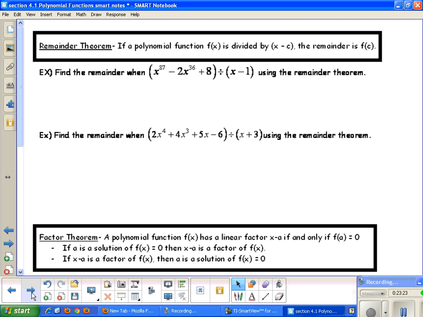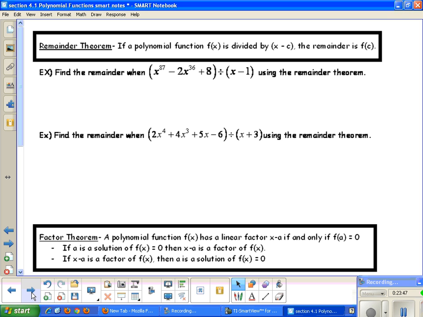All right, the next part is the remainder theorem. If a polynomial function f of x is divided by x minus c, then the remainder is f of c. So it has to be a linear term that we are dividing by, so that means a power of 1 and no coefficient. So for this, it says find the remainder when you're dividing these two by using the remainder theorem.